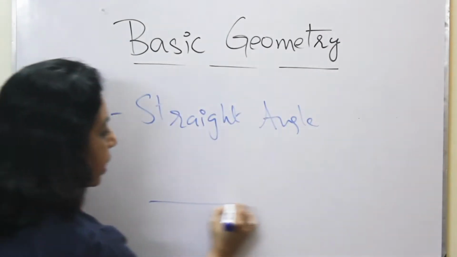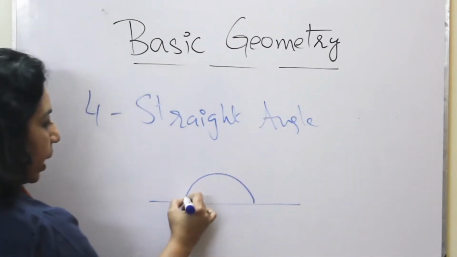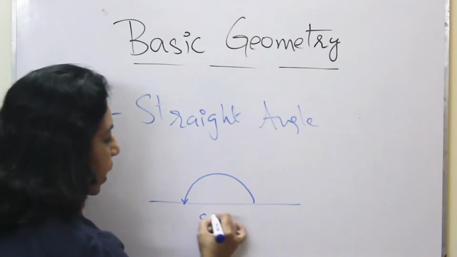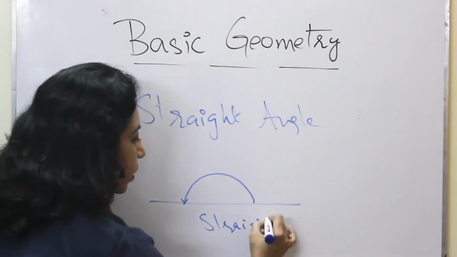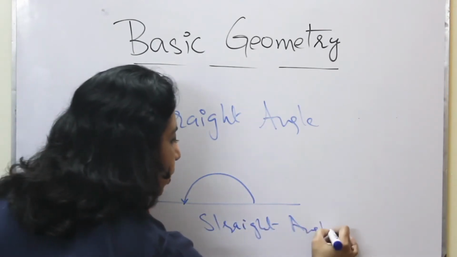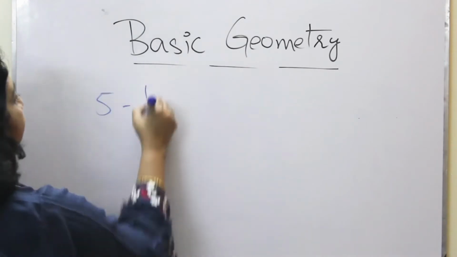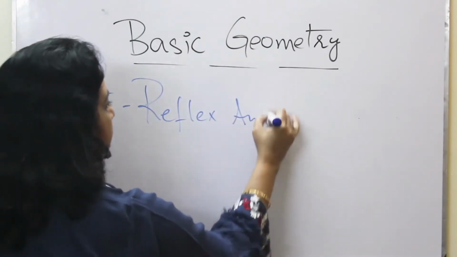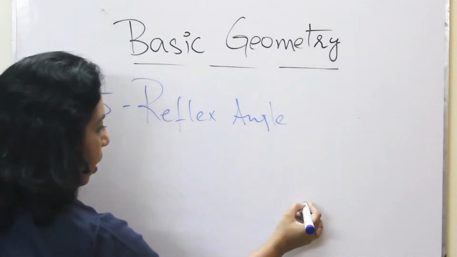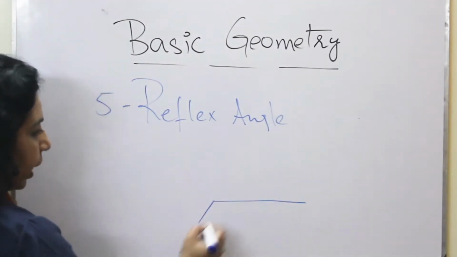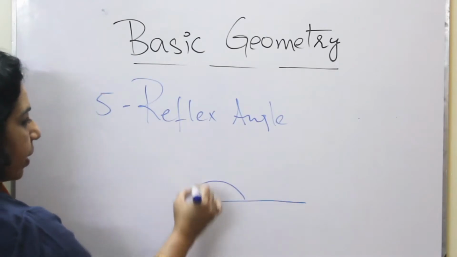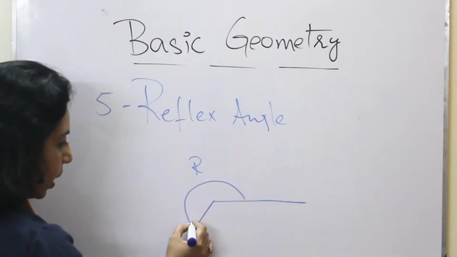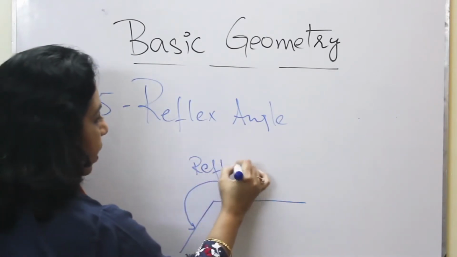The fourth type of angle is the straight angle, an angle which is exactly equal to 180 degrees. This is a straight angle. The fifth type of angle is the reflex angle, an angle which is more than 180 degrees. This is a reflex angle. From here till there, this is a reflex angle.